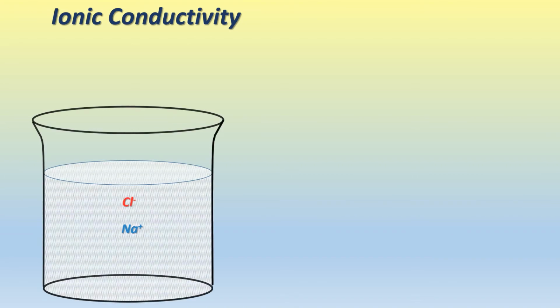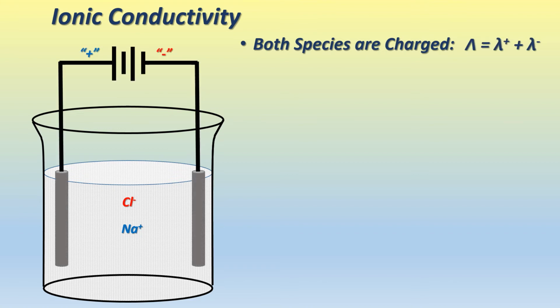Now, looking at ionic conductivity in more detail. When you have a salt, it is quite different than an electron moving along a wire. For starters, both species are going to be charged. If I have NaCl, I will get an Na plus and a Cl minus. So the total conductivity is going to be the conductivity of the positive ion plus the conductivity of the negative ion.